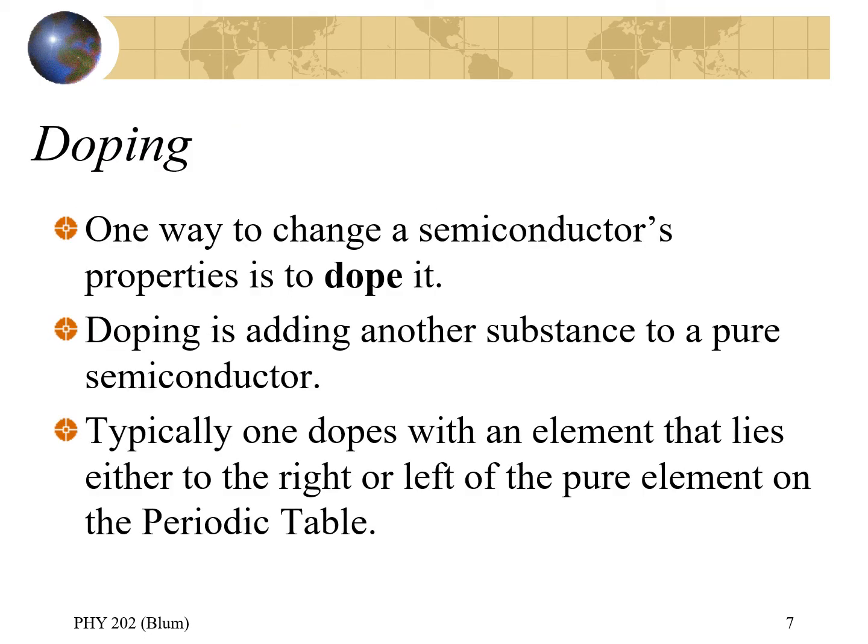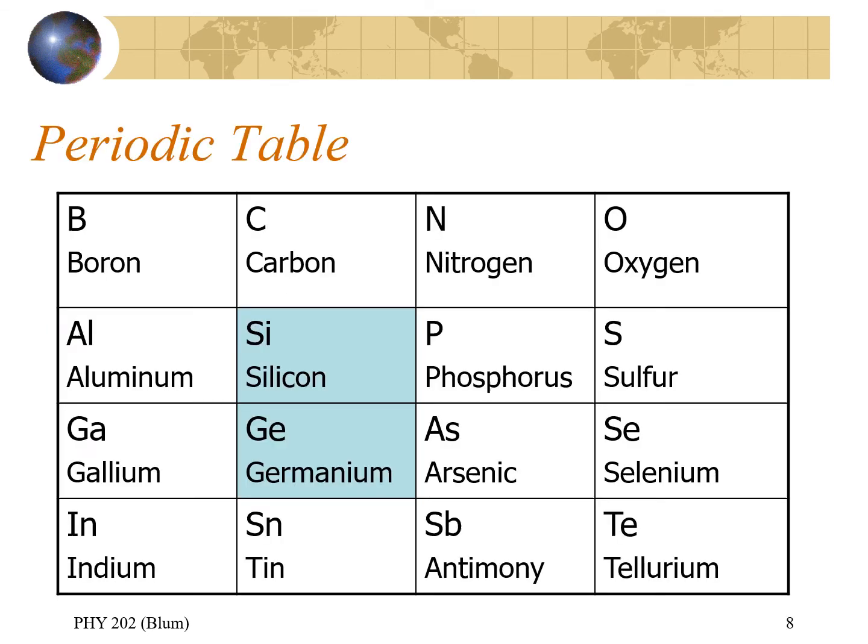The main way to change a semiconductor's properties is to dope it. So you have the semiconductor, the pure semiconductor, say silicon, and then you dope it by adding some substance, some chemical, and usually it is an element from either side of it on the periodic table. So those elements are close to silicon, but not quite silicon, and that little bit of difference is known as doping.